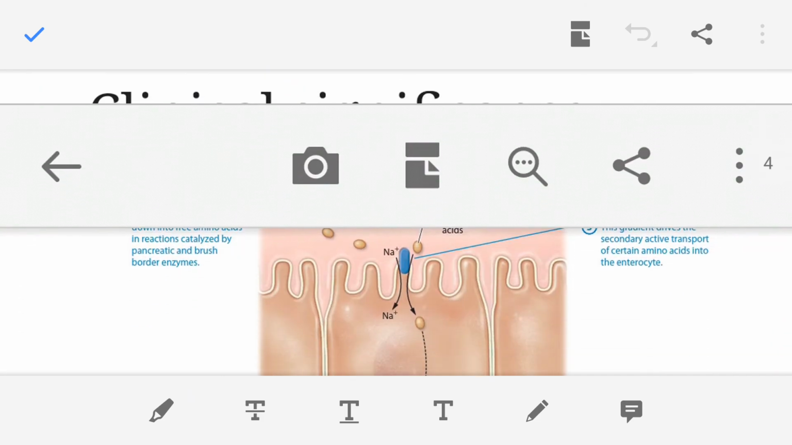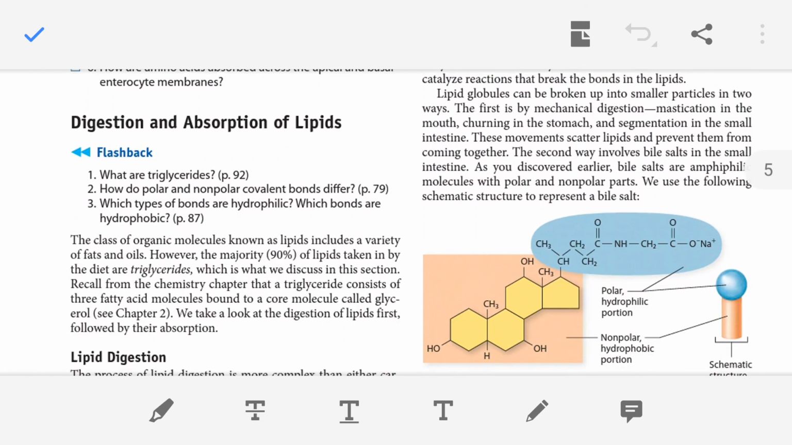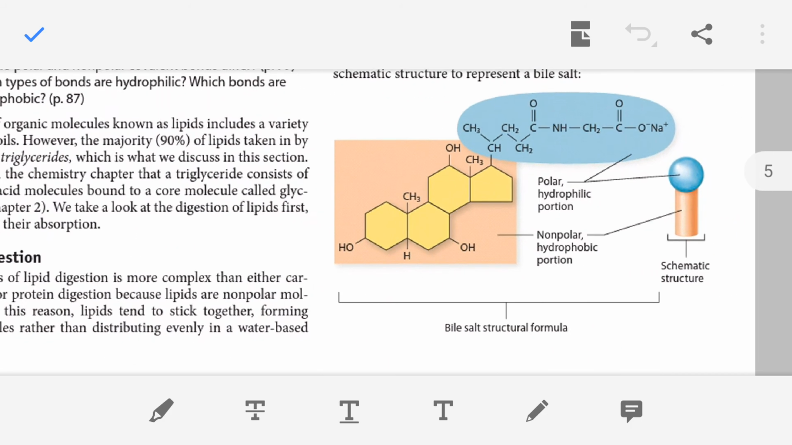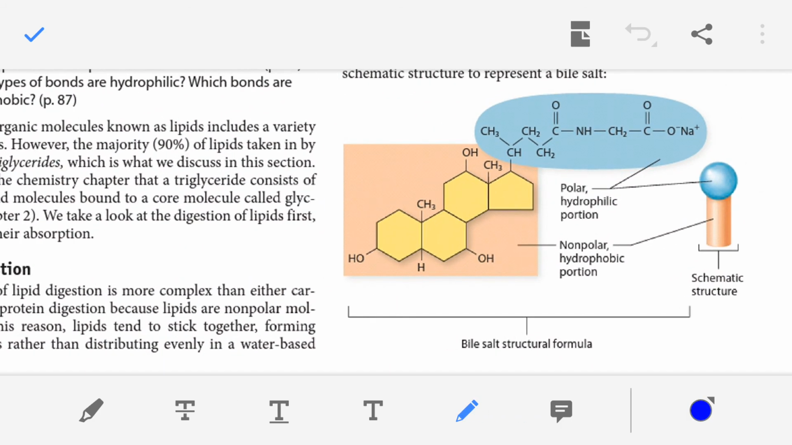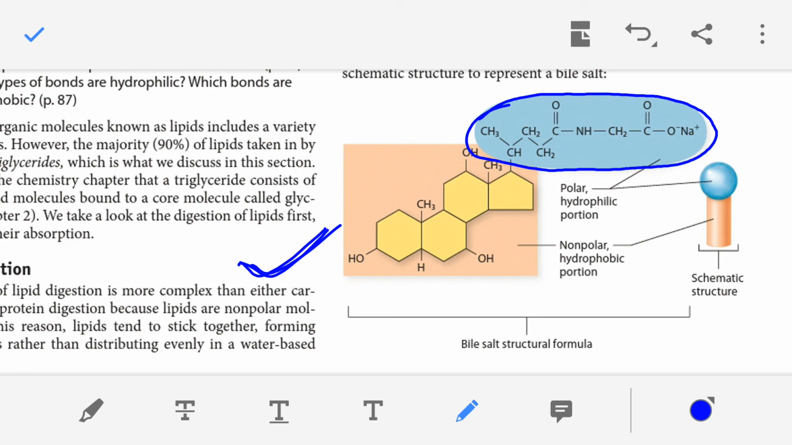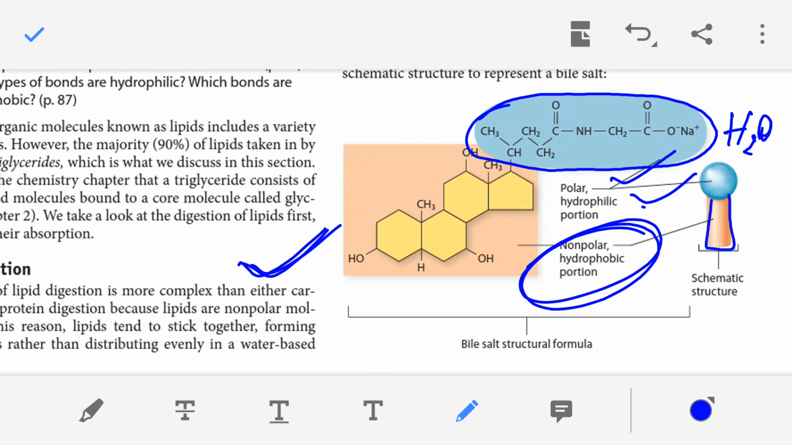Now the typical structure of the bile salt is shown over here. This part, the blue colored part, is the polar hydrophilic portion. That means this part is attracted to water, and that's why it is the hydrophilic portion. And this part, the tail part, is the non-polar hydrophobic portion.